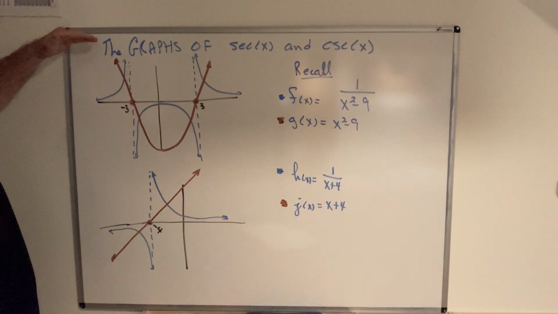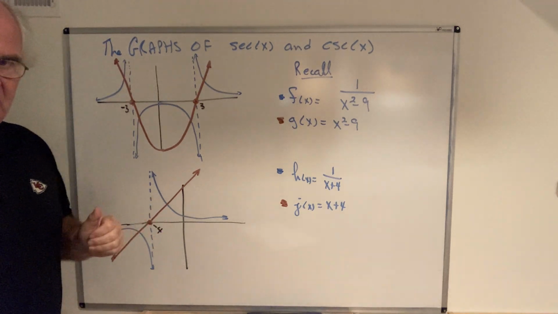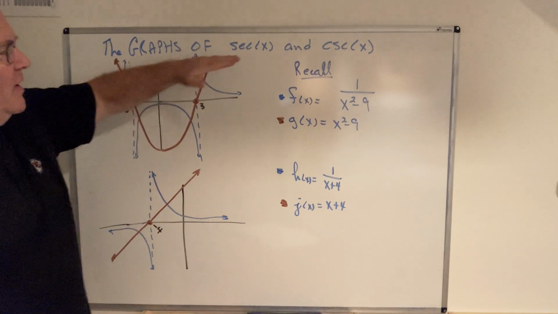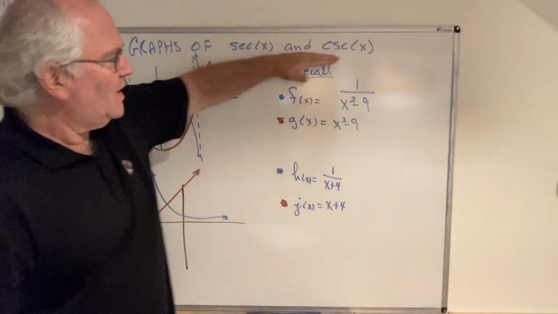Our next step in our graphing of the trigonometric functions is not, perhaps interestingly enough, working with tangent and cotangent. We're going to go ahead and now talk about secant and cosecant.